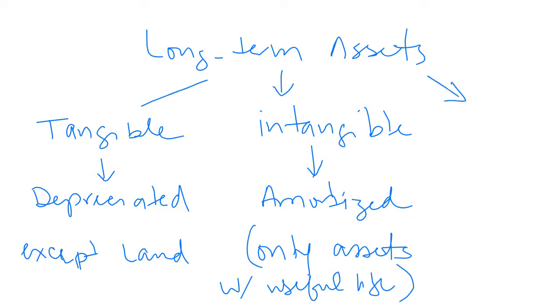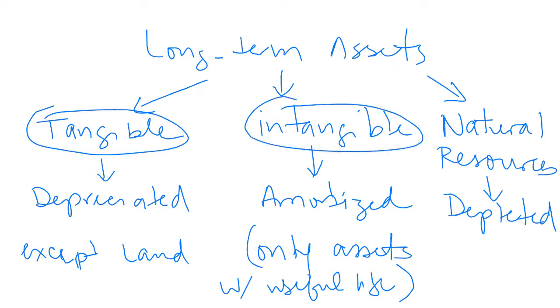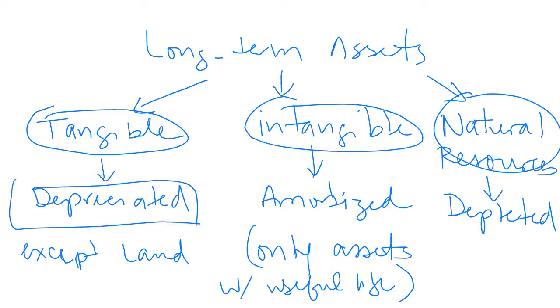Last but not least, under this category of long-term assets, we have natural resources and natural resources are depleted. So again, it's important for you to distinguish whether the asset is tangible, intangible, or a natural resource, because that would determine the treatment. Are we calculating depreciation, amortization, or depletion?